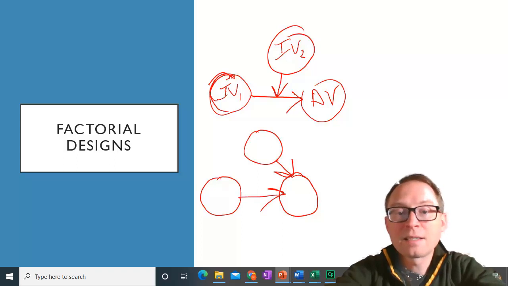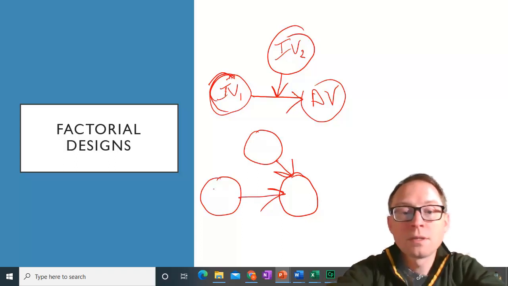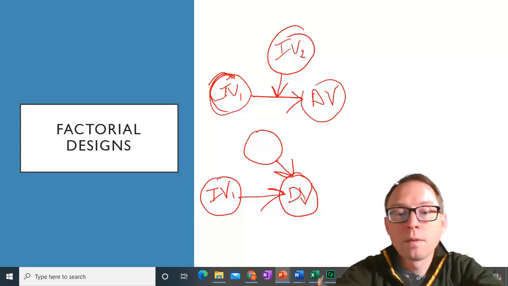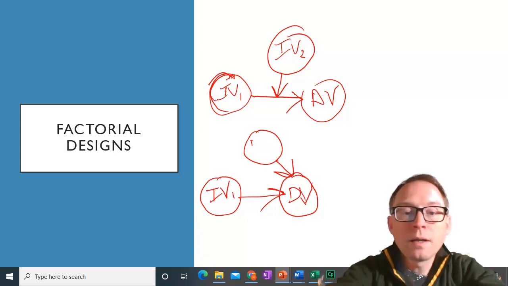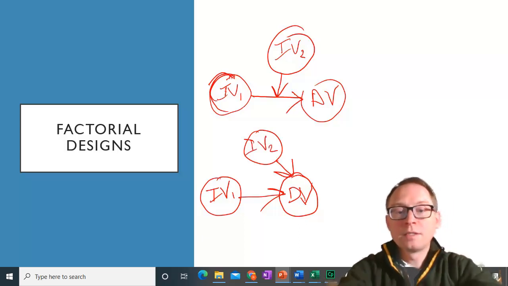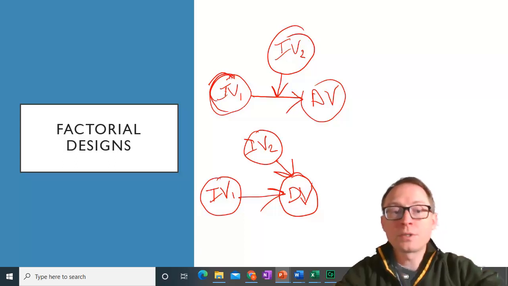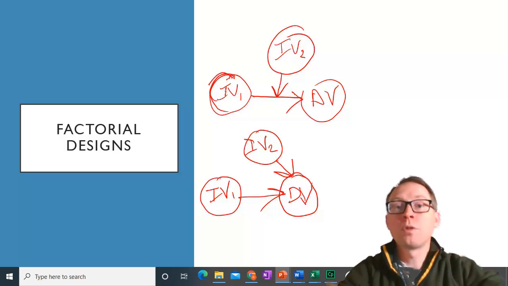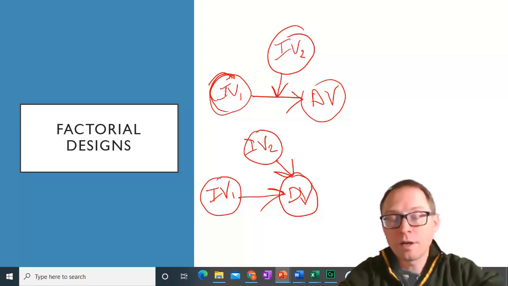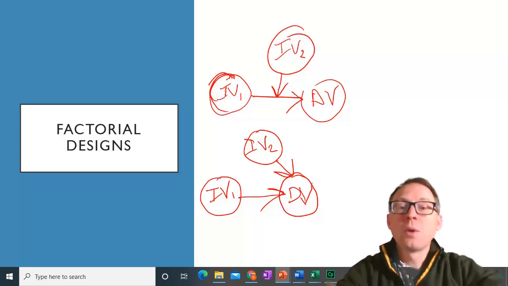Okay, like this. This is not a moderated hypothesis. IV1 affects the DV, right? But IV2 also affects the DV. There's no it depends here. It's not a moderated hypothesis. This would still be a factorial design because we have more than one factor, more than one independent variable. But it would not indicate a moderated hypothesis.